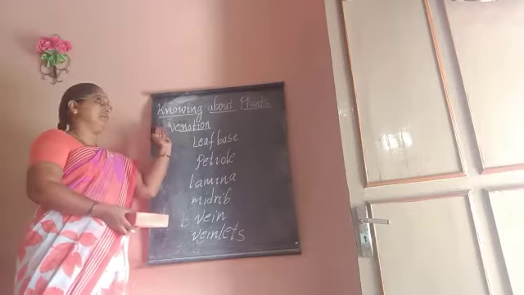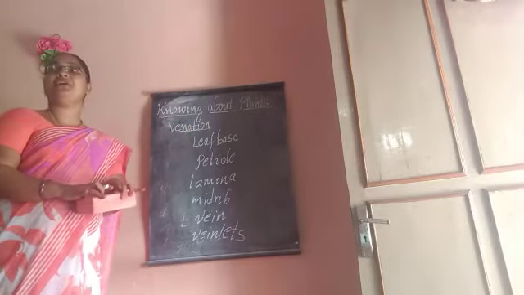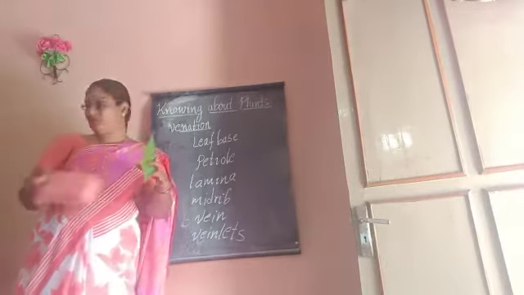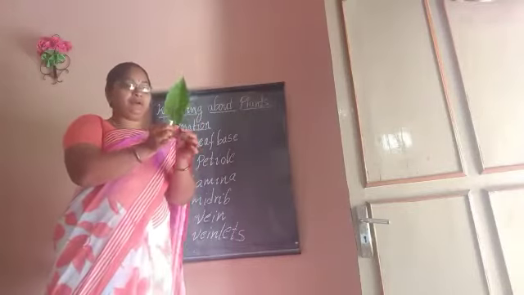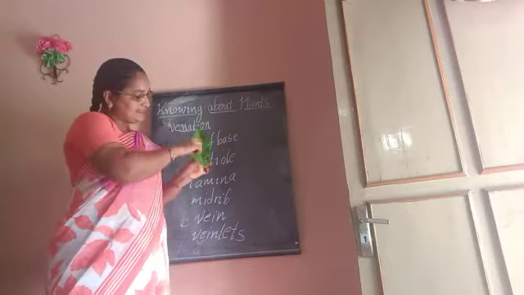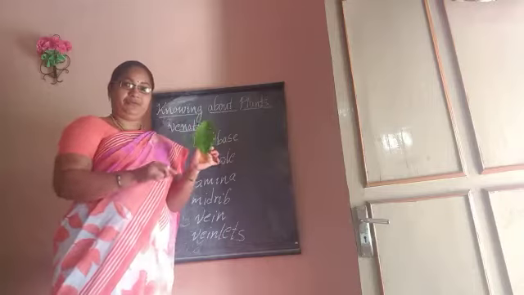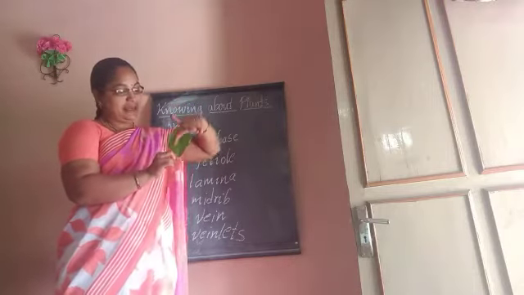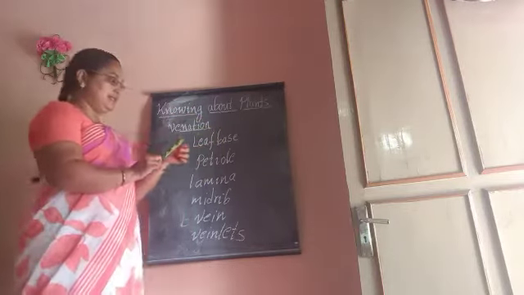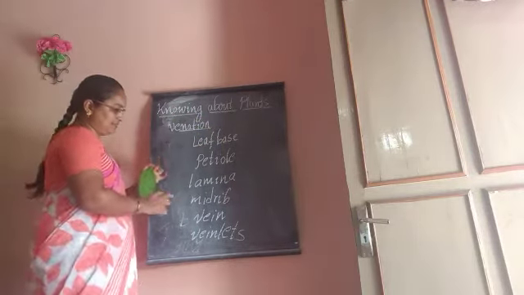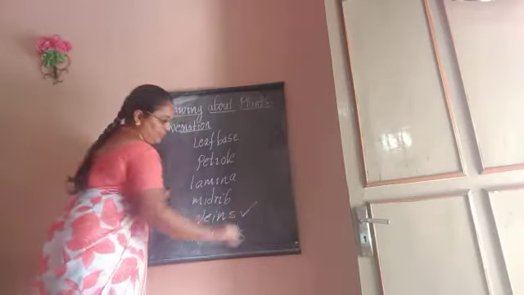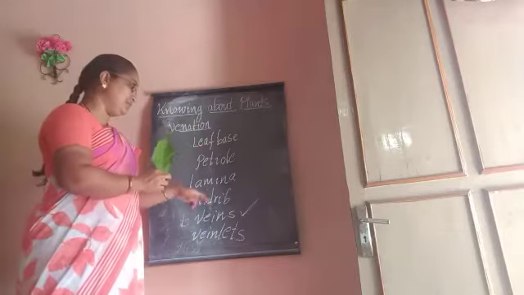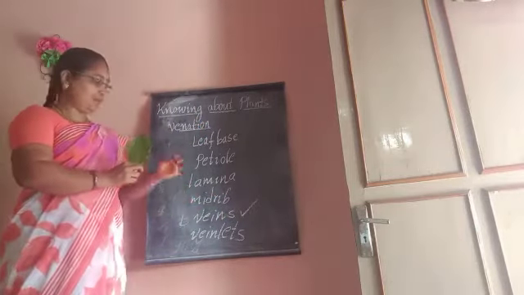Today we are going to see venation. If you observe the leaf, we see thin line-like structures spread over the lamina of the leaf. These thin line-like structures on the lamina of the leaf are called the veins.